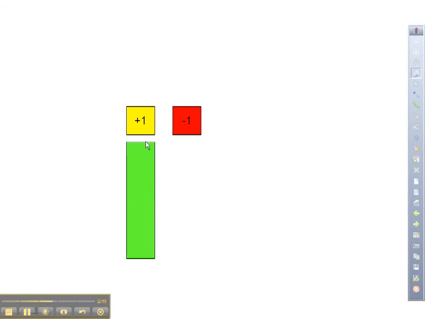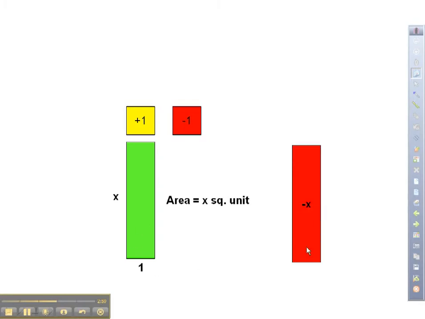This guy right here has a side length of 1 going this way, but we don't know the length going this way. So he has a width of 1 and a length of x. So his area is 1 times x, or x. We'll call that positive x. So if green is positive x, then red is negative x.